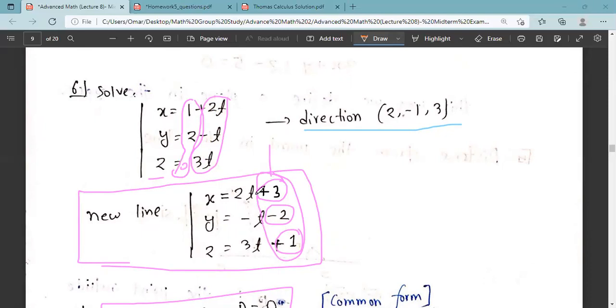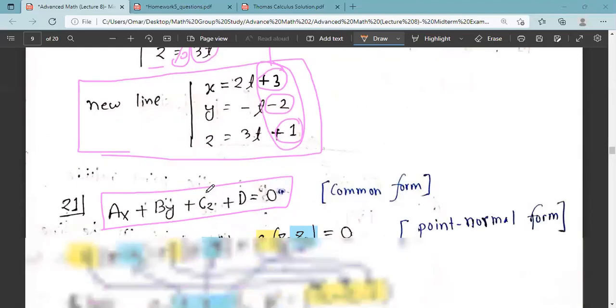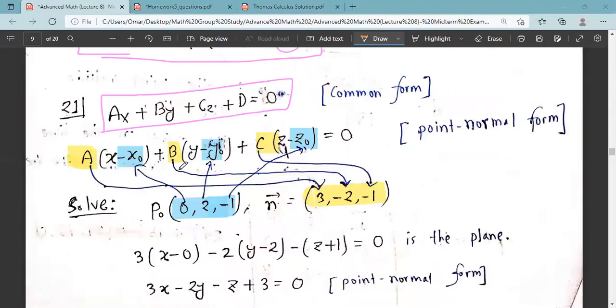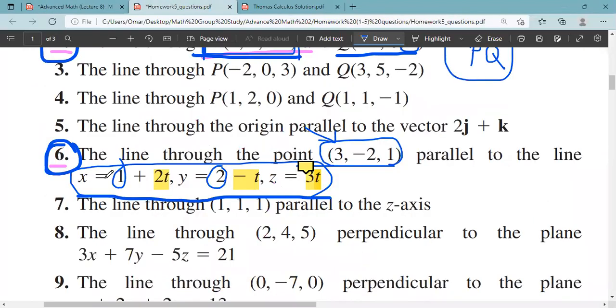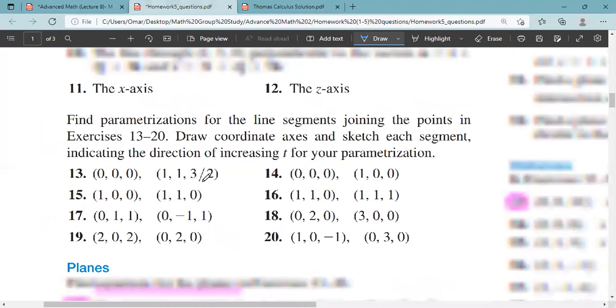Yes, Omar. Yeah. Now let's see. Oh, so nice design, right? So number 21.